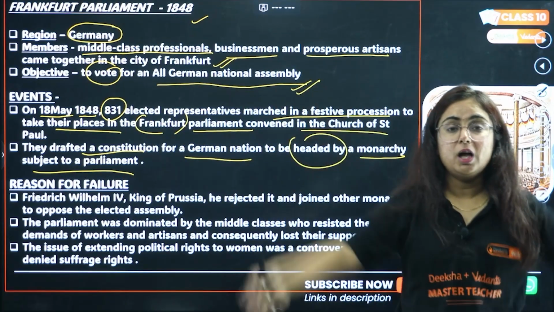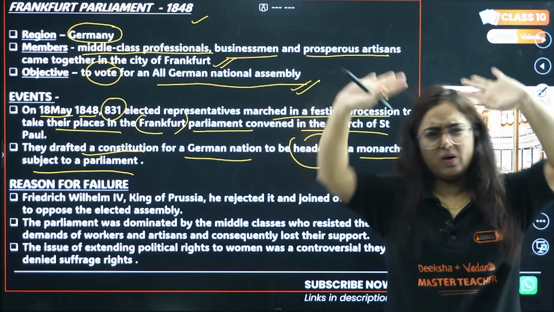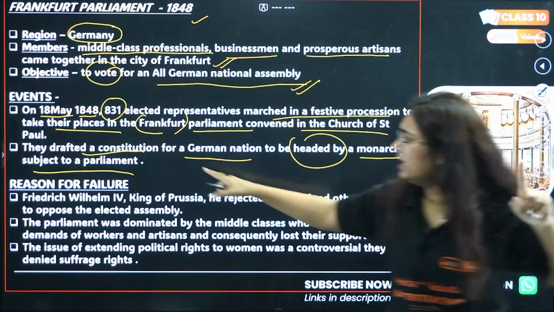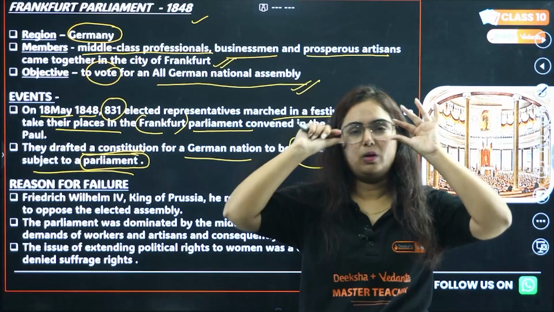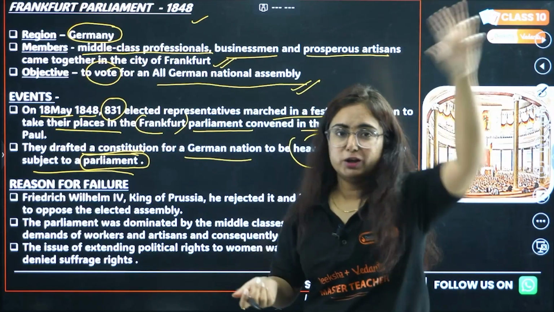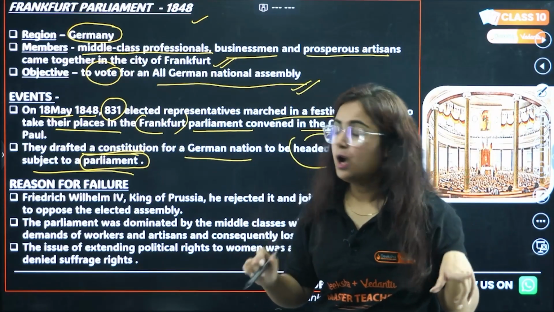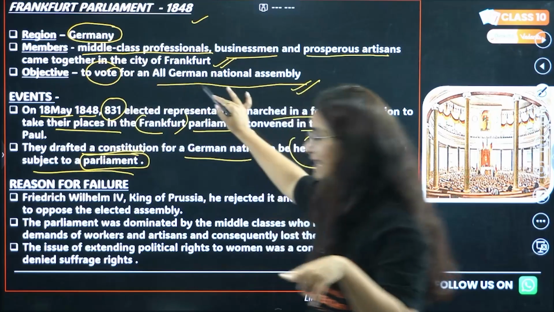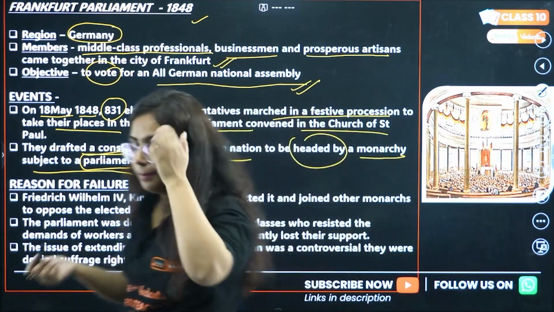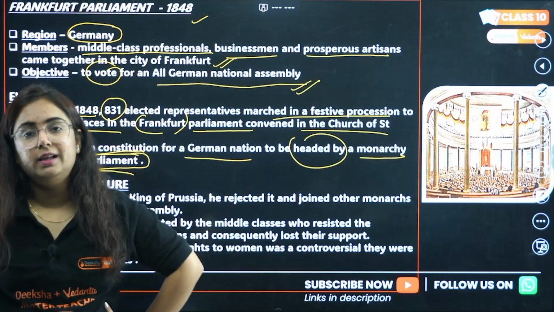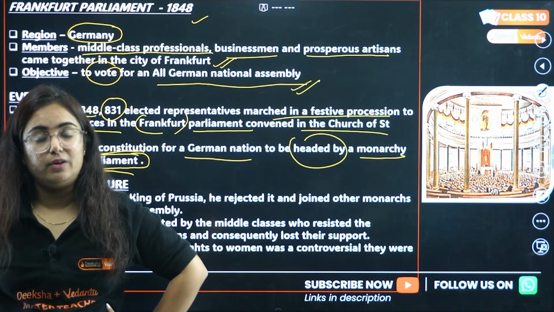Headed by, beta, what? Monarchy. They said, okay, monarch rule us, but you should be subjected to a body that is parliament, and that body will be working according to the constitution. Who is going to make this constitution? This National Assembly. Fine, the picture is clear. Okay, but it failed. This Frankfurt Parliament literally failed.